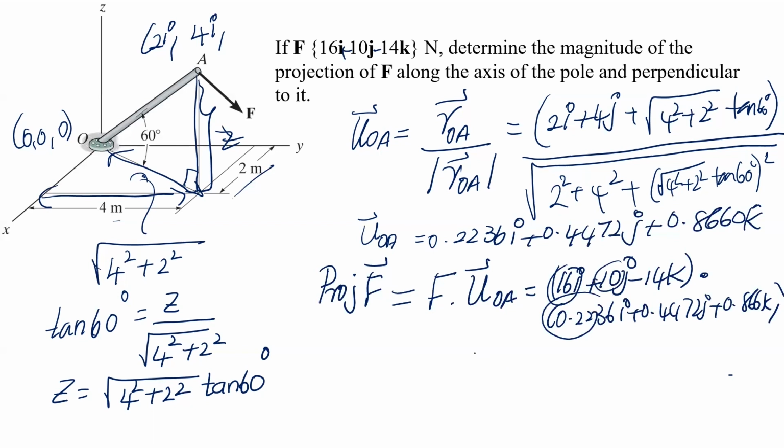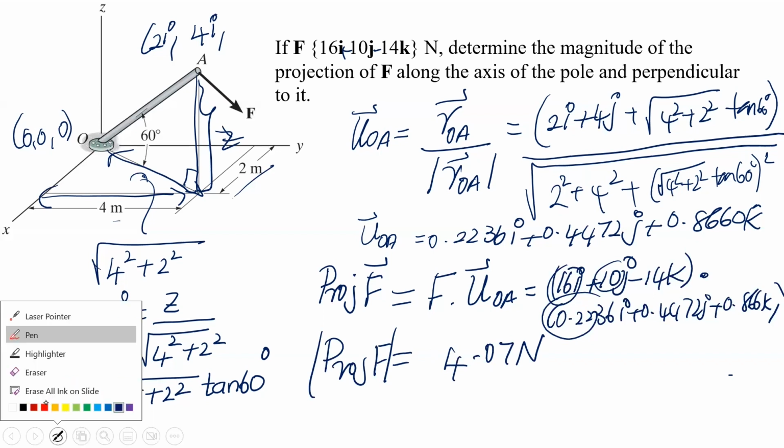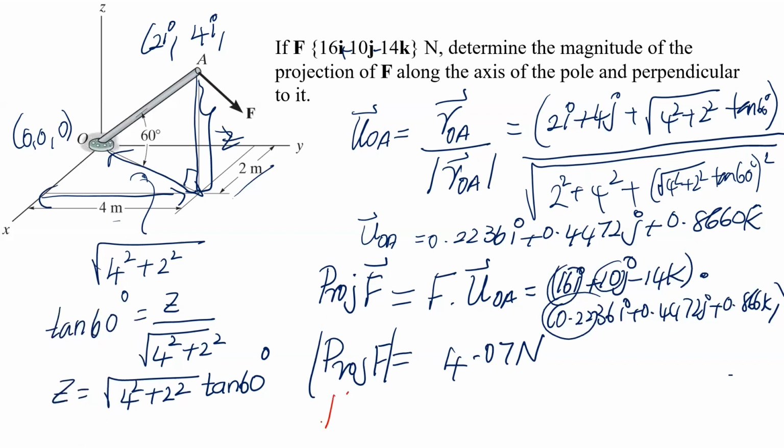So now I have to multiply the i coordinates and add it with the multiplication of the y and then z coordinate. So 16 times 0.2236, and 10 times 0.4472, and negative 14 times 0.8660. So the magnitude of my projected component of F is going to be 4.07 Newton. So now I have my projected component. So how do I get my perpendicular component?